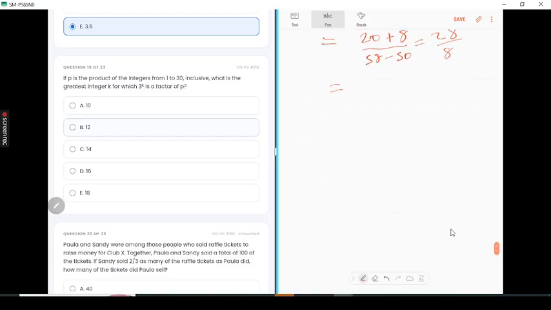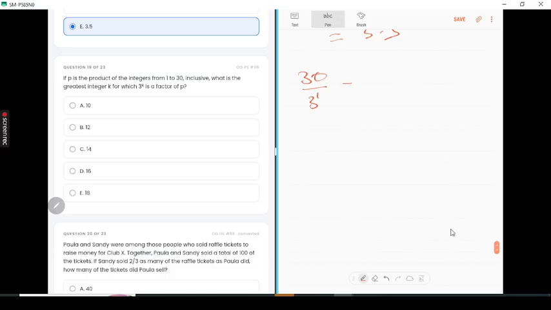If P is the product of the integers from 1 to 30 inclusive, what is the greatest integer K for which 3^K is a factor of P? Now, one way of solving this question is to say 1 times 2 times 3 down to 30. So you take 30. Since we are looking for 3 raised to the power K, we divide by 3 raised to the power 1.